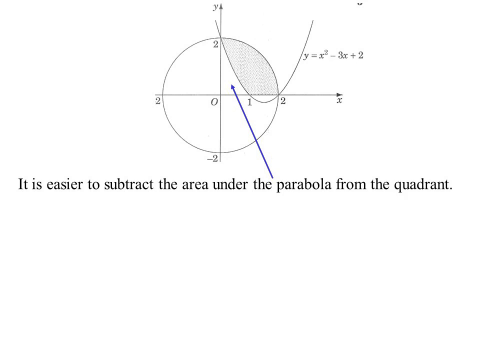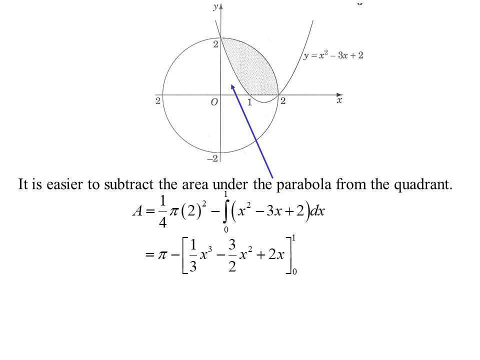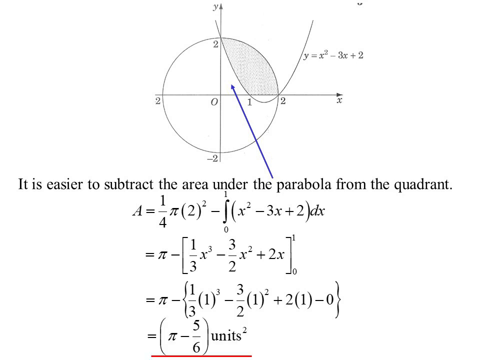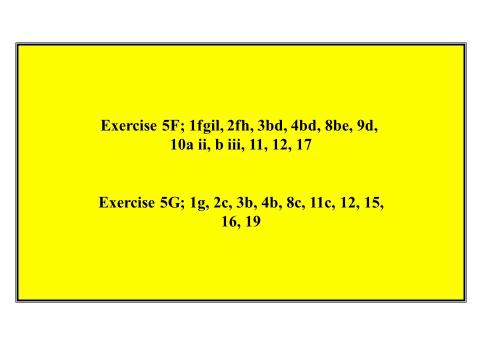So now it's just, well, a quarter of pi r squared minus this one integral going from 0 to 1 underneath the parabola. Well, a quarter of pi r squared turns out to just be pi. And add 1 to the power, divide by the power, substitute in, and there we have it, pi minus 5 on 6 units squared. 5F and G, playing with areas, all different types of areas.